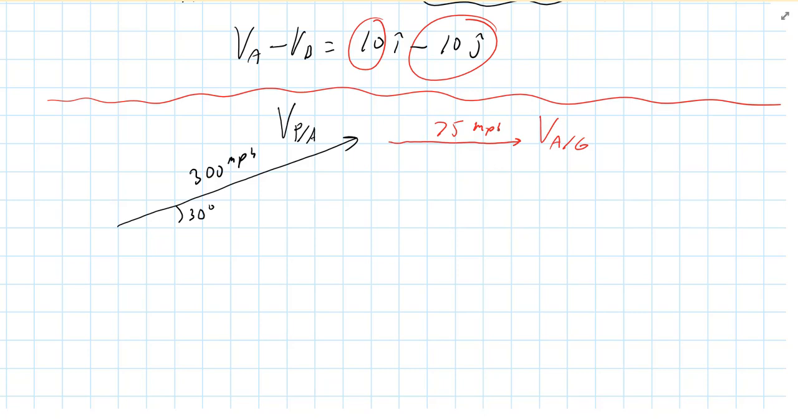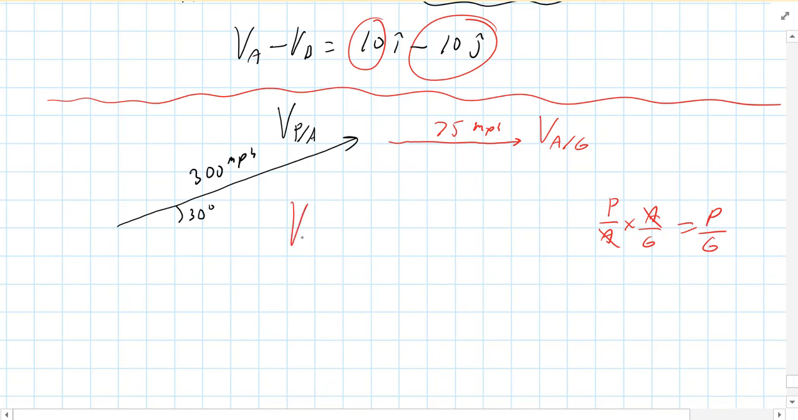Okay. Well, in this case, you're going to add, because look at the fractions. You got P over A and you got A over G. Well, if you take P over A times A over G, the A's drop out and you get plane with respect to the ground. So in this case, you're going to add. So you're going to take velocity of the plane with respect to the air plus velocity of the air with respect to the ground, and that will give you the velocity of the plane with respect to the ground.